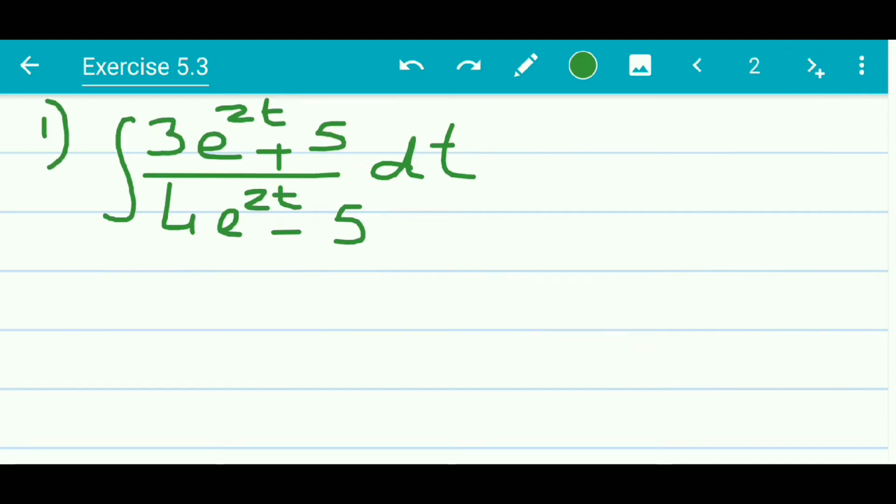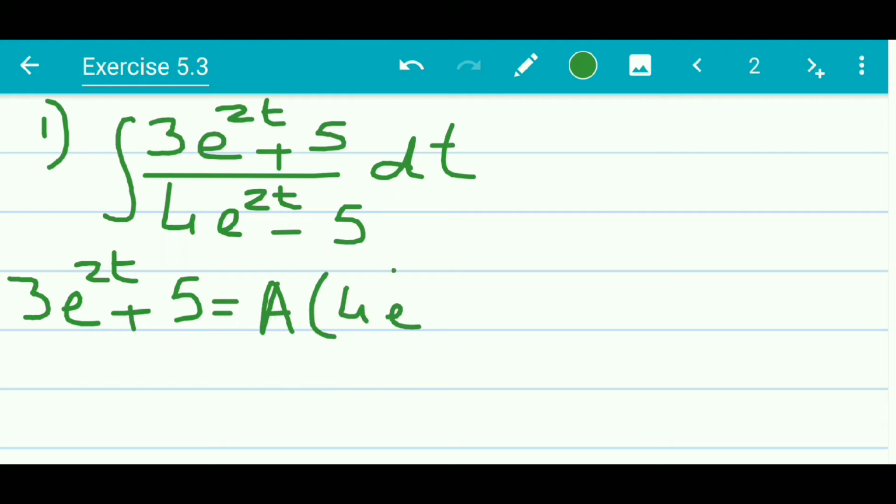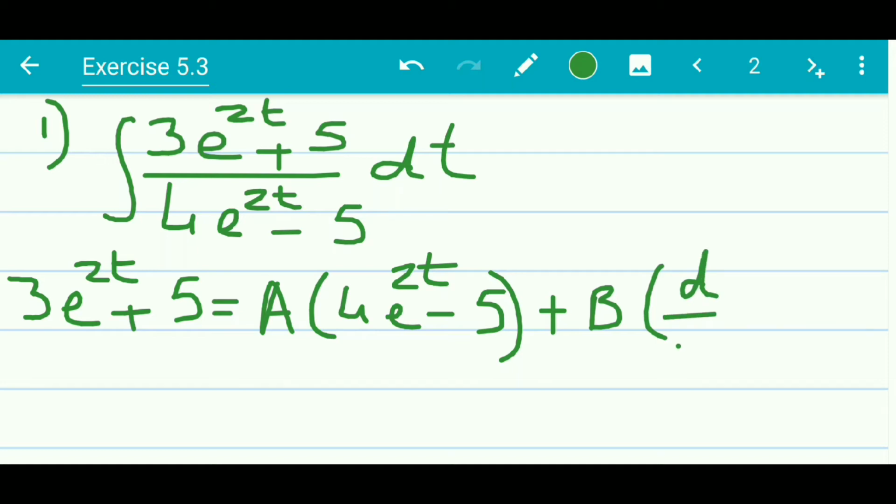So we begin with the first sum of exercise 5.3, which is the integral of (3e^(2t) + 5) upon (4e^(2t) - 5). Now the variable given here is t, not x, so when we find the derivative, we find the derivative with respect to t. So here we write the numerator, 3e^(2t) + 5, as a into the denominator, 4e^(2t) - 5, plus b into the differentiation of the denominator, that is d/dt of 4e^(2t) - 5.